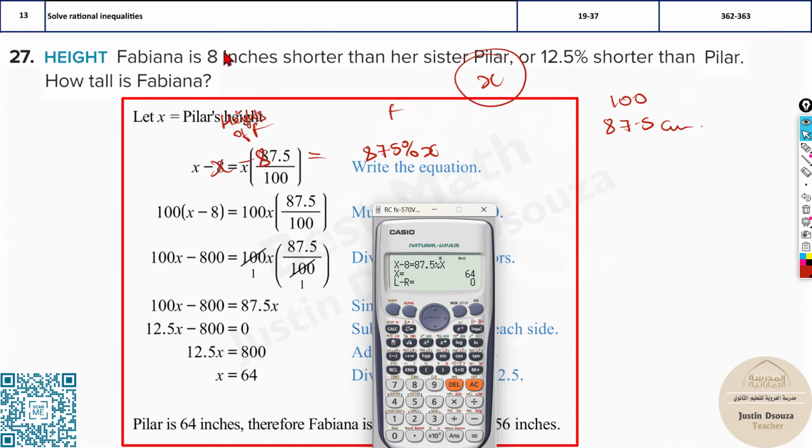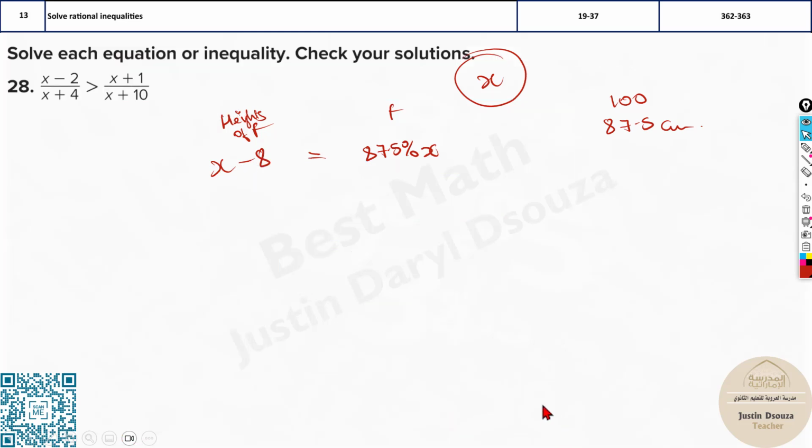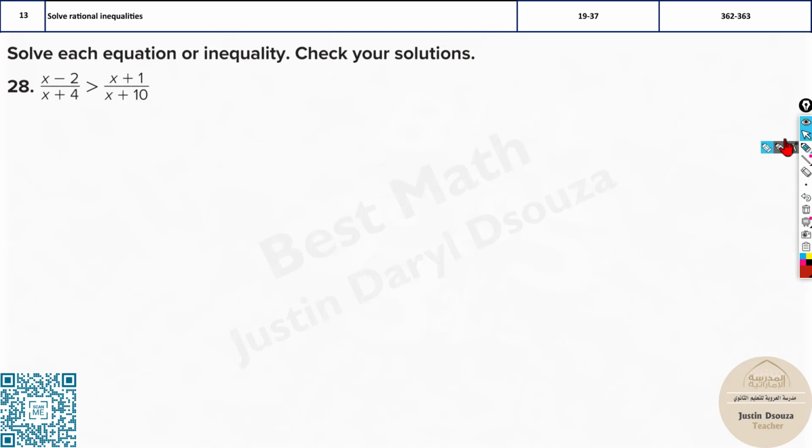But she is what? 8 inches shorter. So 64 minus 8 will be 56. That is Fabiana's height. So whatever answer you get, 64 subtracted by 8, then you get it. Or you can just take 64 multiplied by 87.5%. That will be 56.